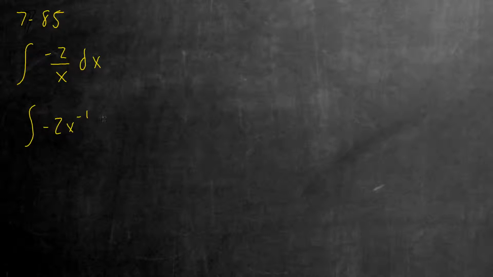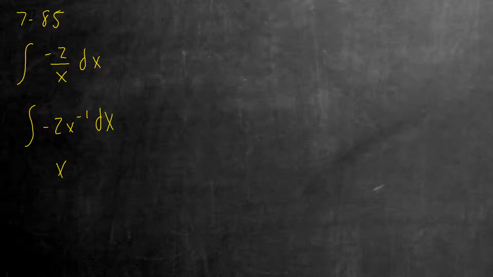All right, looking at some integrals on 785. A is the integral of negative 2 over x dx. I think the best way to rewrite that would be negative 2x to the negative 1 dx. Now, when we integrate this and add 1 to the power, we would actually get x to the 0, which is bad because we should have an x in it.